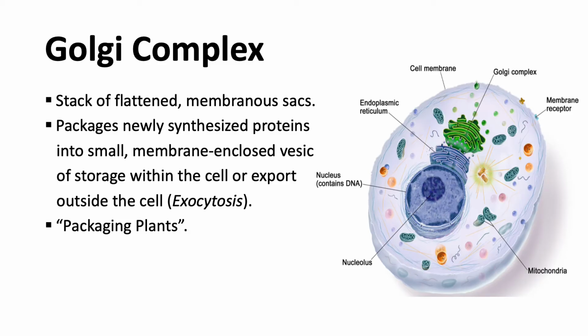The Golgi complex. This is also known as the Golgi apparatus or Golgi body. This connects or communicates with the ER. This stack of flattened membranous sacs completes the transformation of newly synthesized proteins into mature, functional ones and packages them into small membrane-enclosed vesicles for storage within the cell or export outside of the cell. So, Golgi complexes are sometimes referred to as the packaging plants.